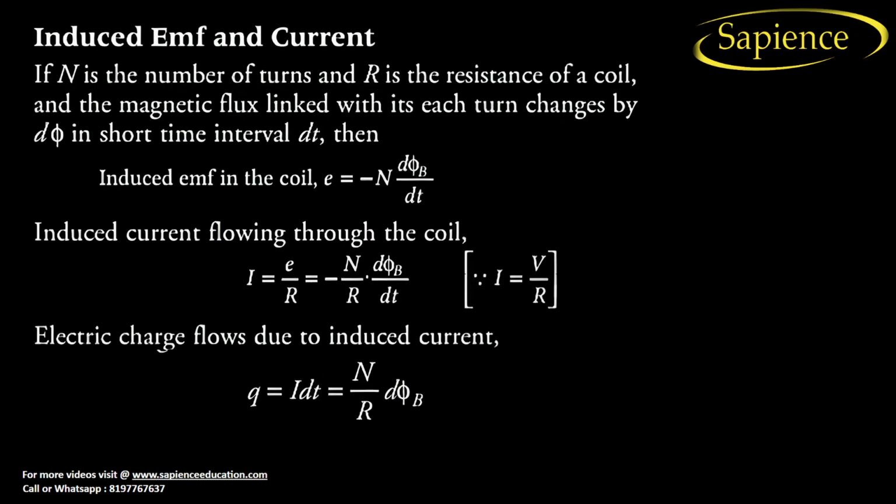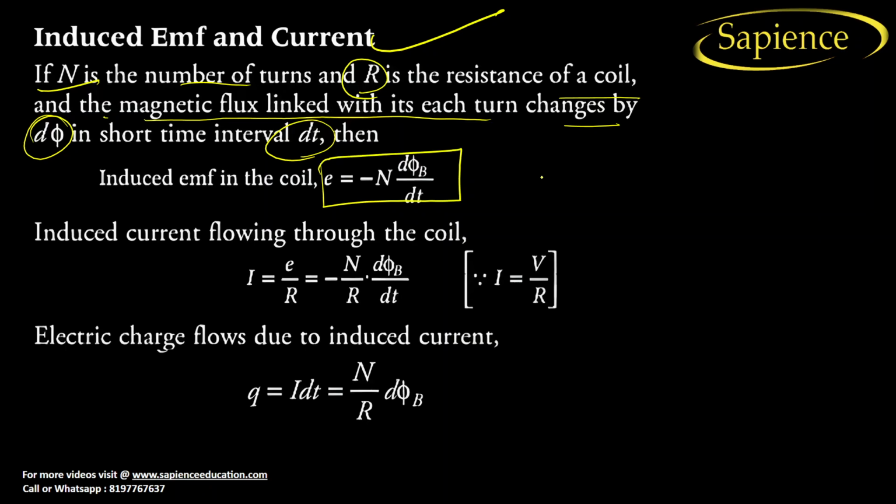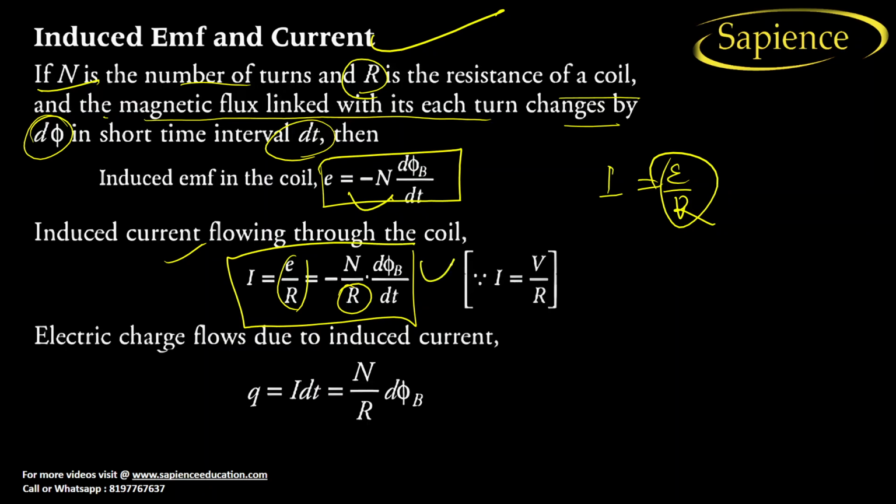I hope you have understood. Now, induced EMF and current. If N is the number of turns and R is the resistance of the coil, and the magnetic flux linked with its turns changes by d phi in a short interval of time dt, the induced EMF can be written as E is equal to minus N d phi by dt. Now, what about the current? Current is equal to potential difference by resistance, I is equal to E by R. So what is the value of E? Minus N d phi by dt, divided by R. So finally we get current I like this.